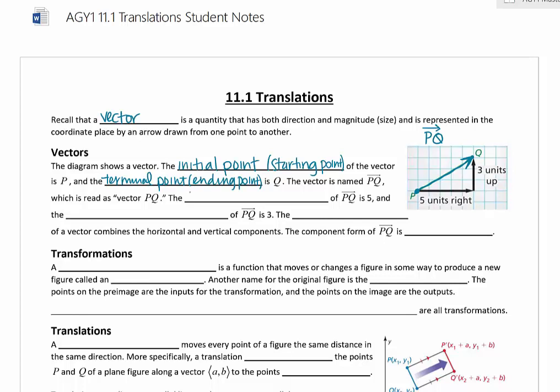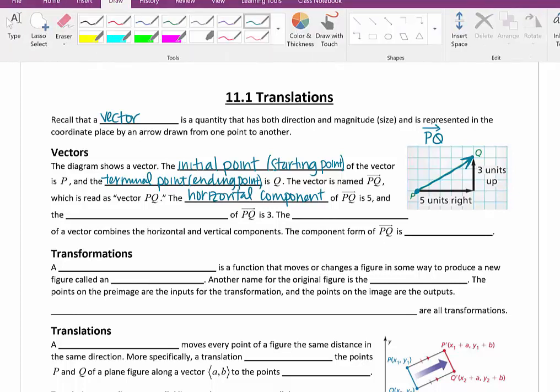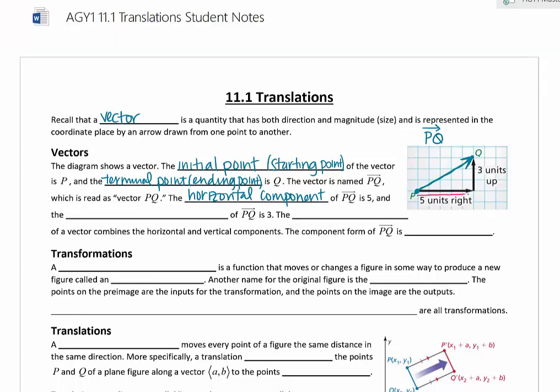The horizontal component of vector PQ is 5. That's because we're going in this direction for 5 units, so that's in the horizontal direction. That's why it's 5. And then, as you can probably tell, the vertical component is 3. That's because we're going up 3 units. So that's how you can see that the vertical component is 3.